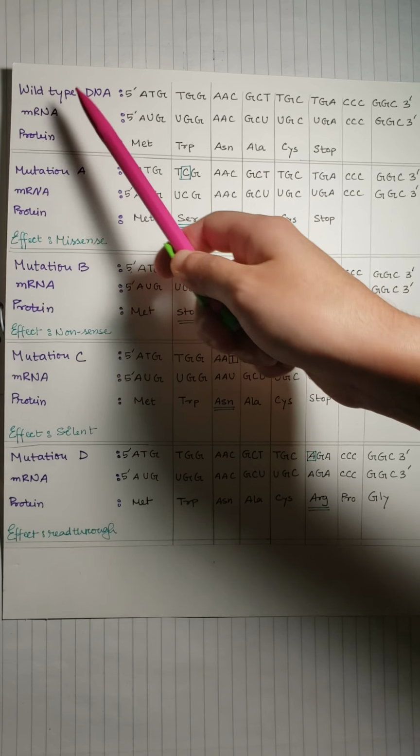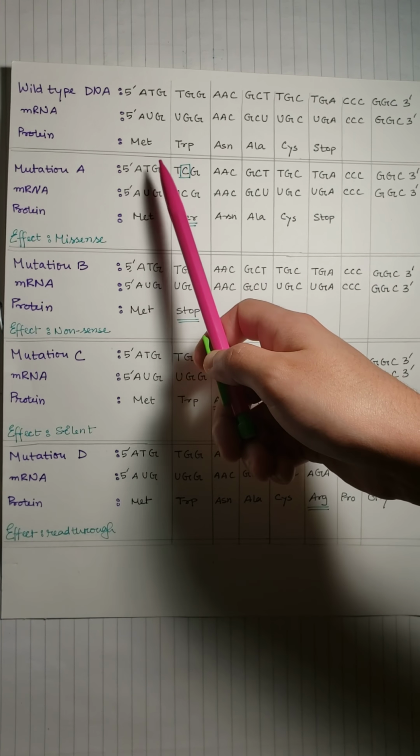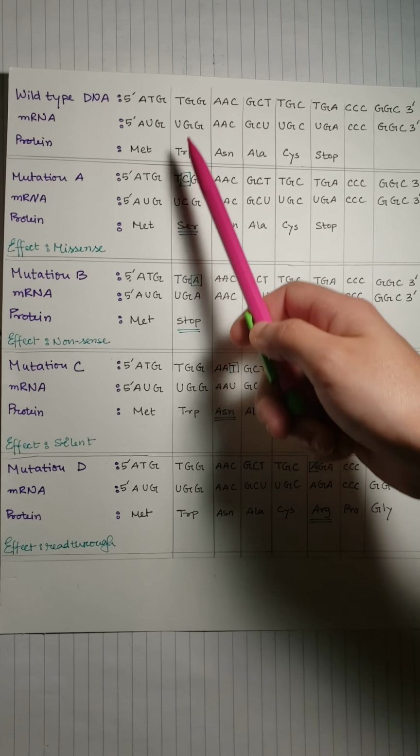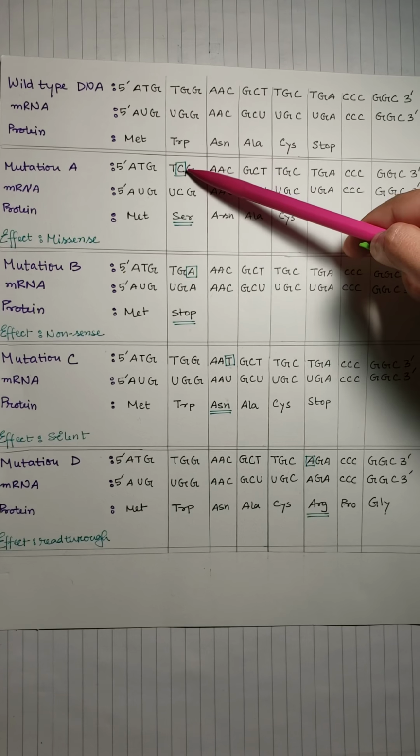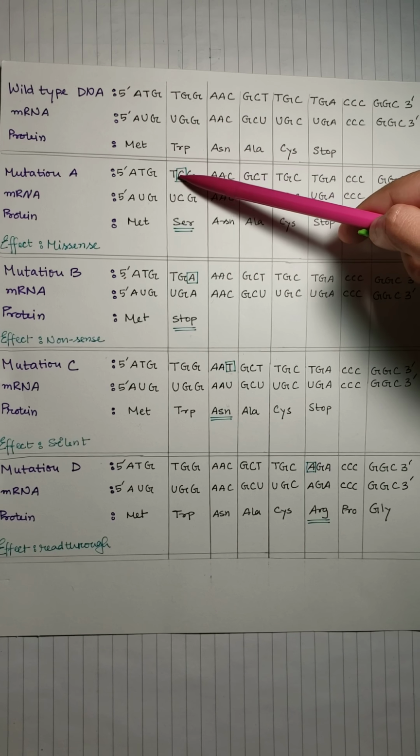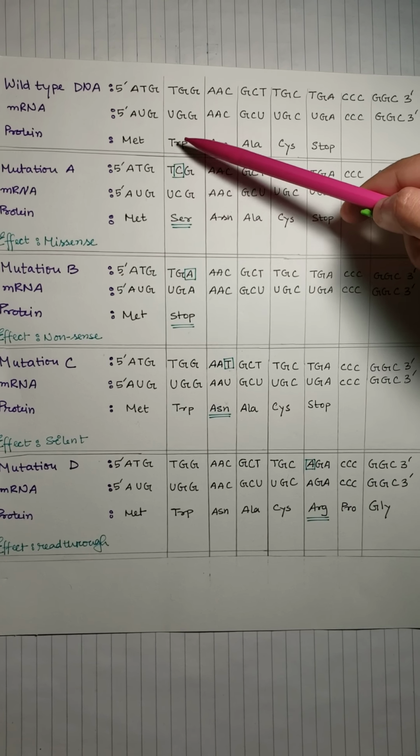Let's compare the wild-type DNA with the mutated A-strand DNA. Here we see the wild-type DNA has TGG, but the mutated A-strand DNA has TCG. Here the G base was substituted by C. G is a purine and C is a pyrimidine, so this is a transversion mutation.